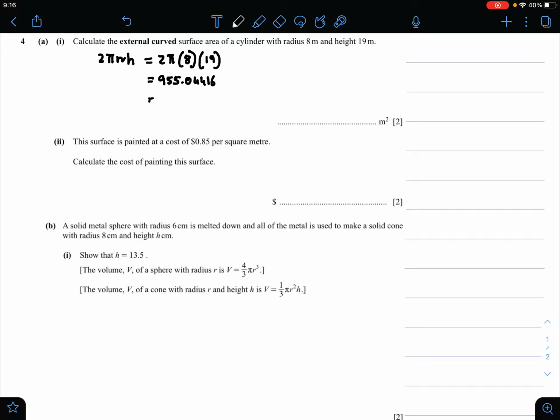955.04416. Therefore 955 meters square will be your final answer for part A1, because the fourth significant figure in this case, which is 0, is less than 5, so it will not round off the third significant figure to the next number.